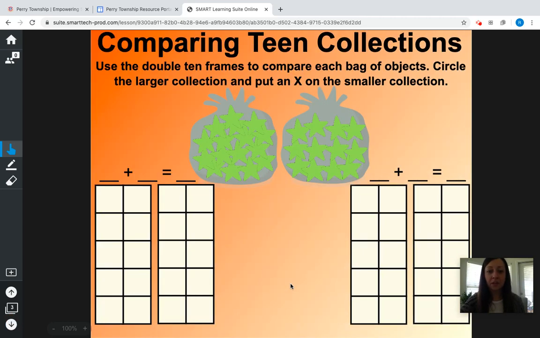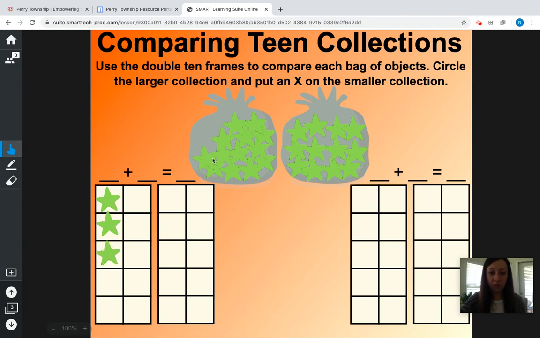So here we have two double tens frames. So what we're going to do, we're going to sort the objects onto our tens frame. Then we're going to write out our addition sentence on both of them, and we're going to be able to then compare which one has more and which one has less. What we're going to do once we figure out which one has more, we're going to put an X on that smaller collection, so the smaller number. So let's go ahead and just start with this first one. So we are going to put a star in each box of our 10 frame.